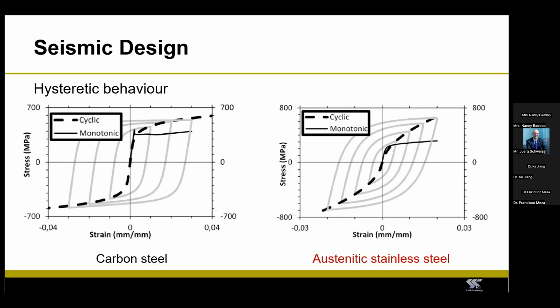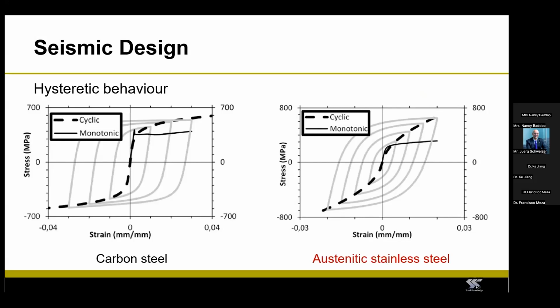The main difference, perhaps, is the cyclic hardening behavior. This cyclic hardening is the strength hardening that results from the cyclic nature of the loading. In these figures, in addition to the hysteretic curve, I am also showing you the static stress-strain behavior. The difference between the cyclic and static strength is what we call cyclic strain hardening. And we can see that for austenitic stainless steel, this is significantly larger than for carbon steel.